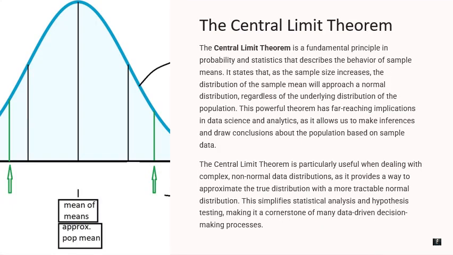The central limit theorem. The central limit theorem is a fundamental principle in probability and statistics that describes the behavior of sample means. It states that as the sample size increases, the distribution of the sample mean will approach a normal distribution, regardless of the underlying distribution of the population. This powerful theorem has far-reaching implications in data science and analytics, as it allows us to make inferences and draw conclusions about the population based on sample data.